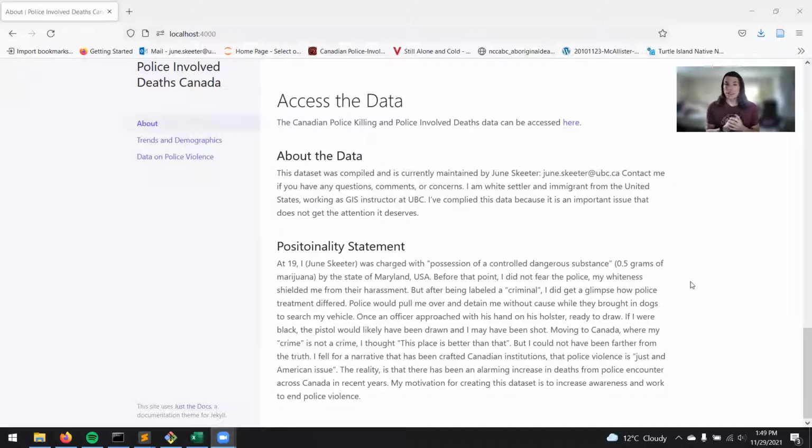That said, once I moved to Canada, my crime wasn't a crime anymore. And I fell for that narrative that police violence isn't a thing here. I thought, this place is better than that, but it couldn't have been farther from the truth. I fell for the narrative that these institutions have crafted, but the reality is that police violence is just as pervasive in Canada as it is in the United States. And so my motivations for creating this database are to address that issue and work to end police violence.